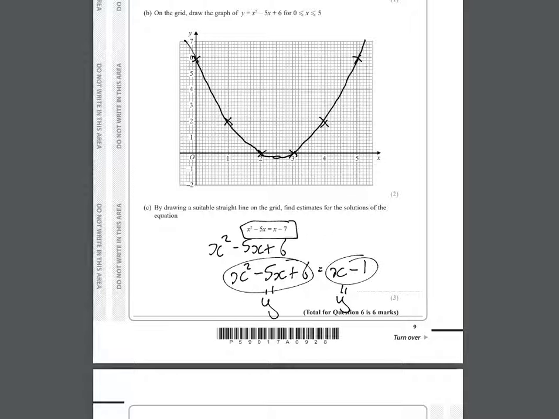So y equals this we've drawn, y equals this. So we need to draw y equals x minus 1. So that's going to go through 1, 1, for our little table. 2, 1, 3, 2, 4, 3, 5, 4. Draw that line in. And where are the points? Well, that looks like that's at 1.6-ish. That looks at 4.5. So let's go 1.6 and 4.5.